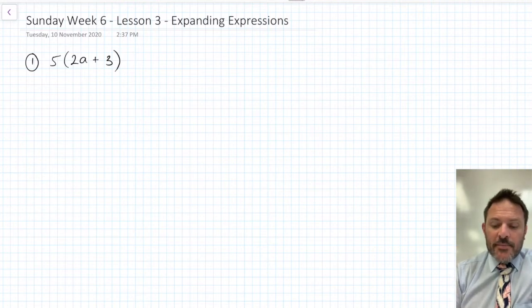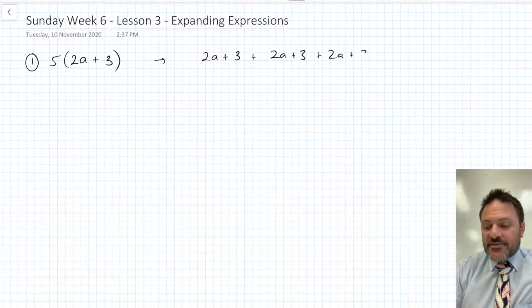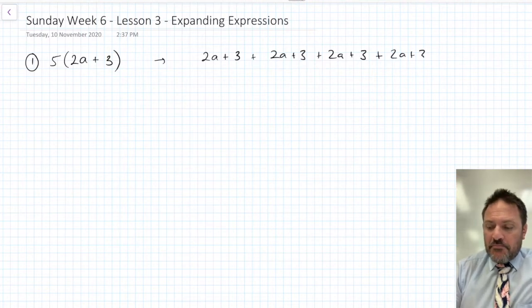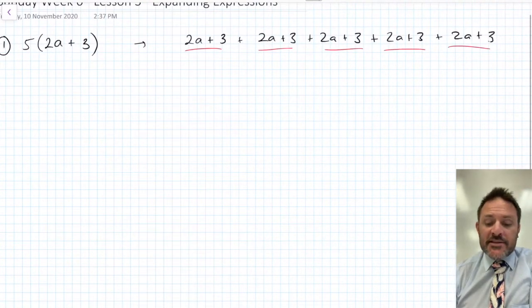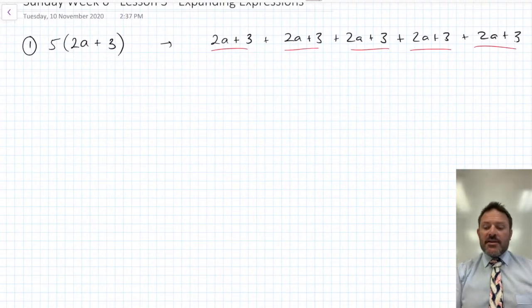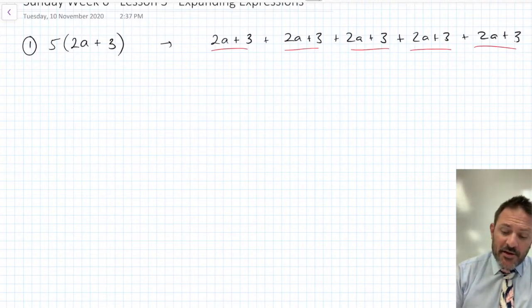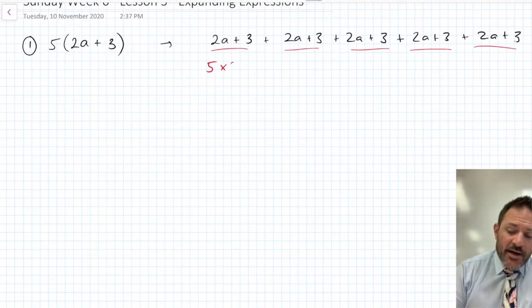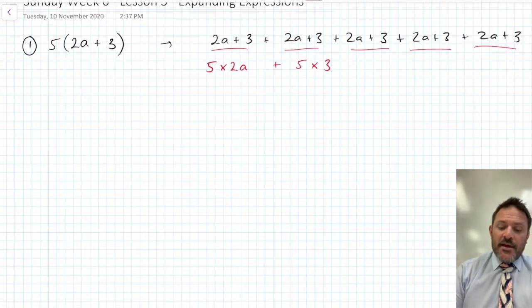What this technically means is that we have a 2a plus 3 and we are adding 5 of them together. This is kind of what it means, right? And again, you've done this for quite some time. So you can see here I've got 1, 2, 3, 4, 5 of these things being multiplied. That's what the 5 at the front actually means. Now, a quick way of doing it, because that's going to take ages each time, you could say, well, I have 5 lots of 2a and I have 5 lots of 3. And that's technically what you're doing.